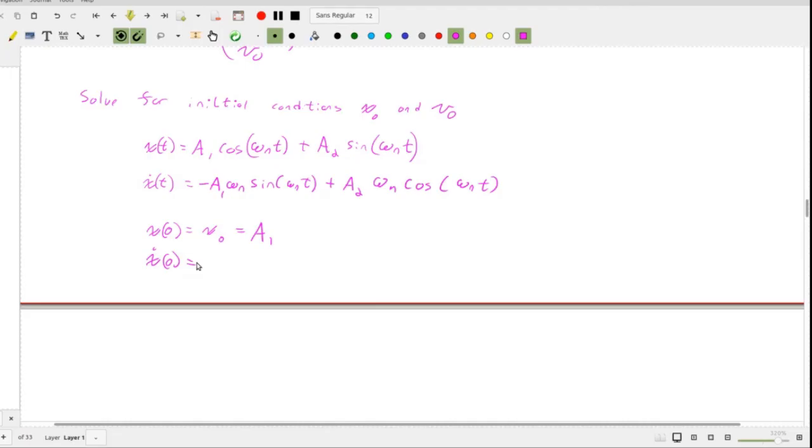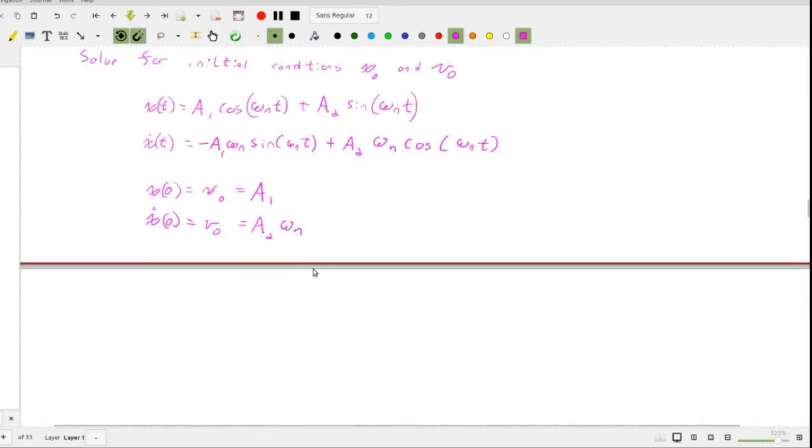So velocity at 0 is equal to v naught, right? So what is the sine of 0? 0. So this whole thing goes away. And what's the cosine? Right? 1. So what are we left with? A2. Yeah, a2 omega n, right? So that gives us an expression for a1 and a2, which leads to this very short and very beautiful equation.